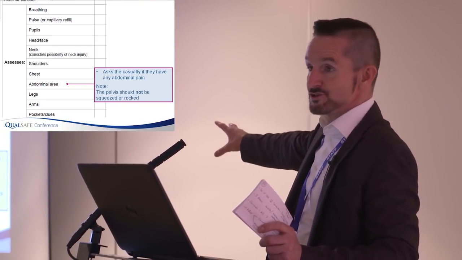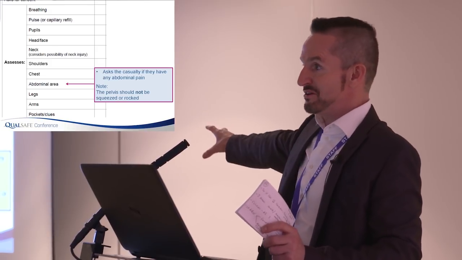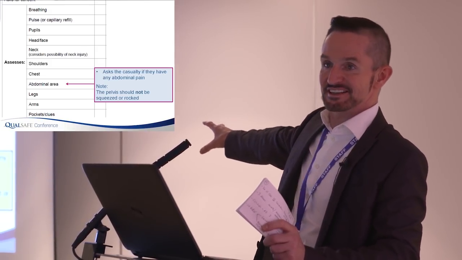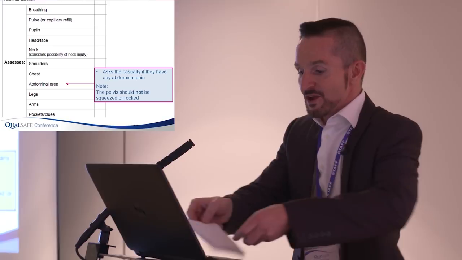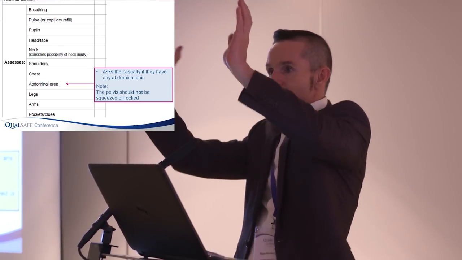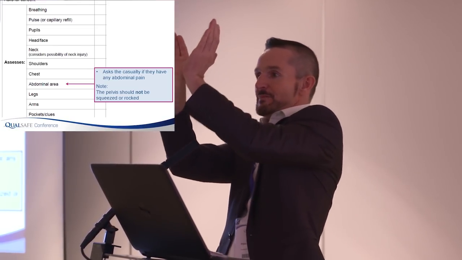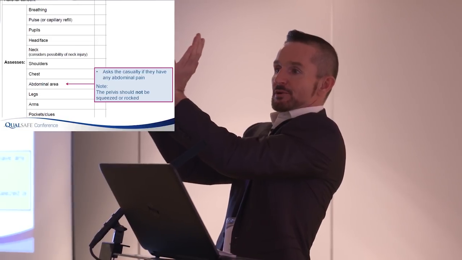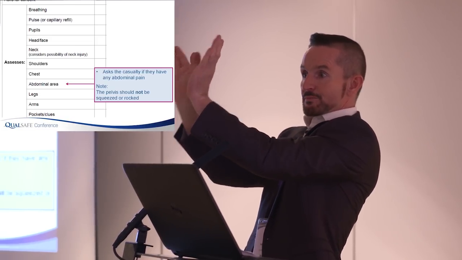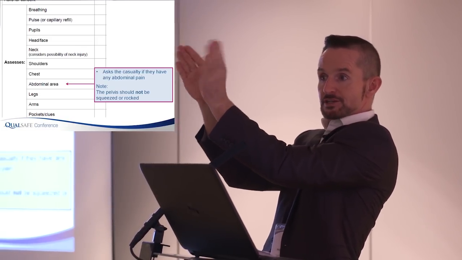There's a note there that the pelvis should not be rocked and squeezed. Why should we not do that? What have we just said earlier on? So with pelvic fractures, the weakest point of your pelvis is the bit where it joins at the bottom. And that's one big problem, they call it a book fracture.